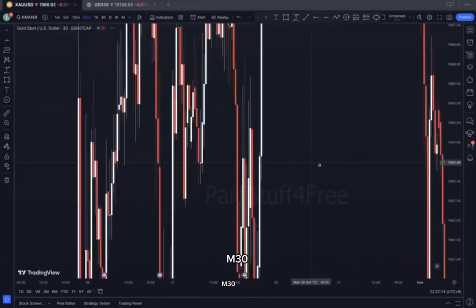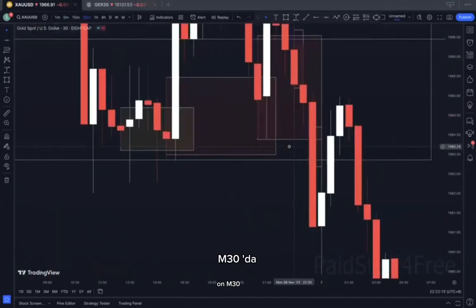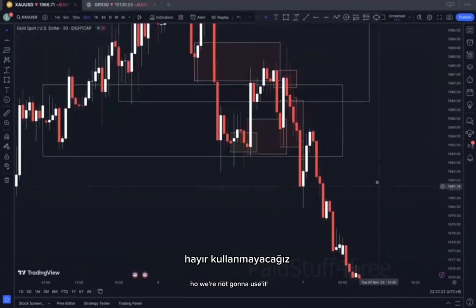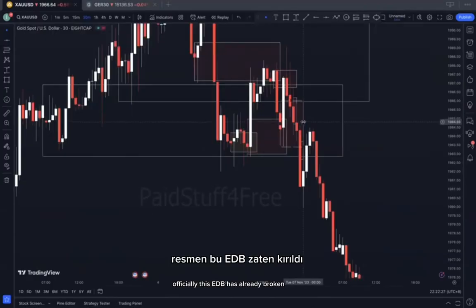Okay, wait, M30. I think it closed outside, isn't it? Yeah, on M30. Okay. All right. So we're not going to use that one, right? No, we're not going to use it because it already broke. Officially, this EG buy has already broken.